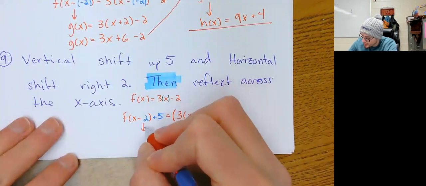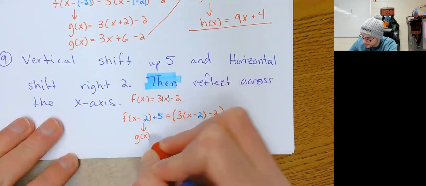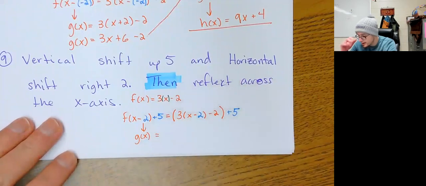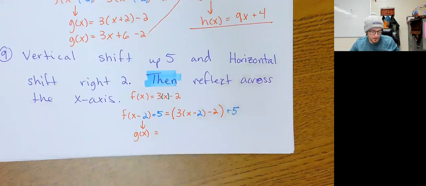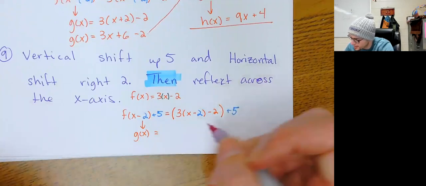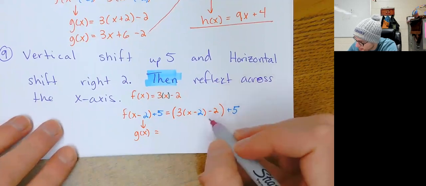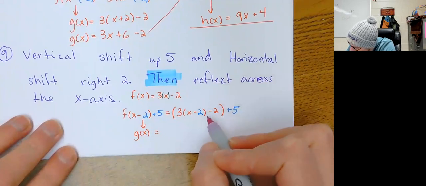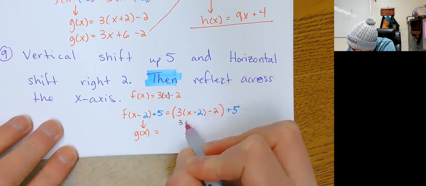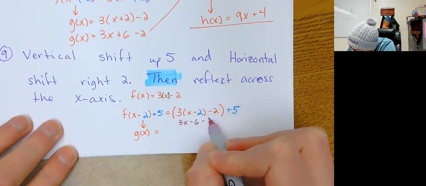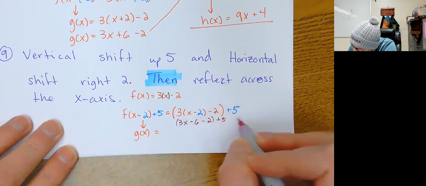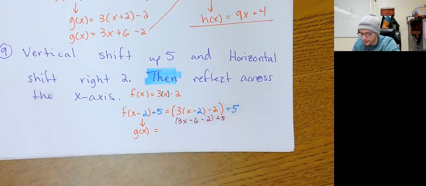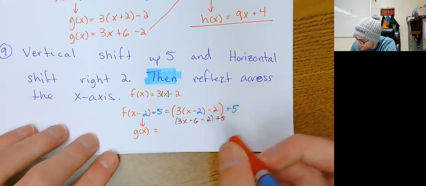So this is now all going to be g of x. Fun stuff. I'm going to have to write tiny here. I think I'm going to try and fit this in. I'm going to do a little simplification step in between. This would be 3x minus 6 minus 2 and then plus 5. And then I think that gives me enough space to simplify this stuff.